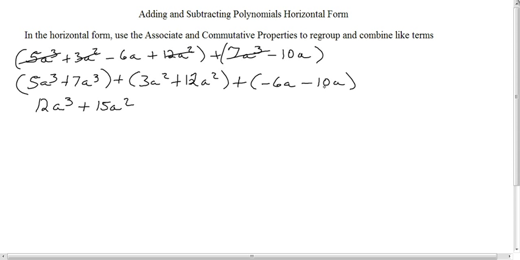Okay, now they're combined, but I have plus a negative 6a minus 10a. When I look at these, I'm going to keep my sign, and I'm going to add 6 and 10, which is going to give me 16. So I don't need to put a plus. I can just go ahead and put minus 16a.